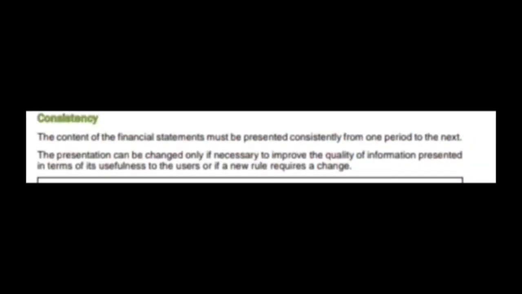Consistency. The content of the financial statements must be presented consistently from one period to the next. The presentation can be changed only if necessary to improve the quality of information presented in terms of its usefulness to the users, or if a new rule requires a change. For example, if a company is using the straight line method to depreciate machinery, then in the next period it should use the same method unless the authorities or the users require otherwise. If the auditor or any authority says to change the method, then it shall change the method and not by itself. So consistency requires the company to use the same method as it was used in the last period.